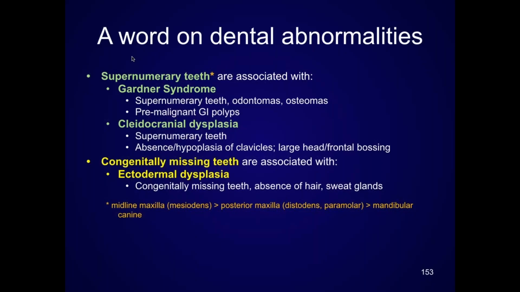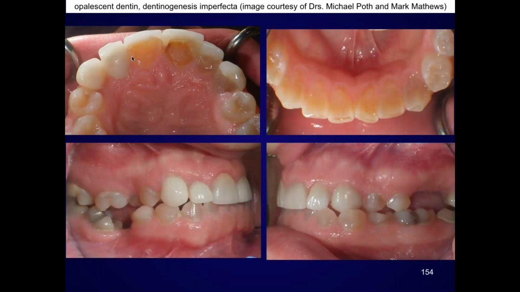So cleidocranial dysplasia. And then the folks who have congenitally missing teeth are usually components of some kind of ectodermal dysplasia. They're usually males, but I'm going to show you a case of 2 sisters that were twins that actually had ectodermal dysplasia, right? So that's just what you should be looking for clinically.